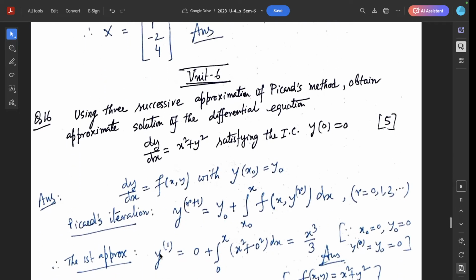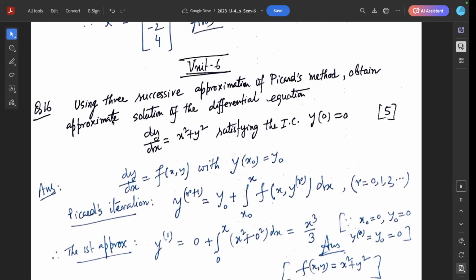Next question, Unit 6, Question 16. Using 3 successive approximations of Picard's method, obtain approximate solution of the differential equation dy/dx equal to x square plus y square satisfying the initial condition y0 equal to 0.